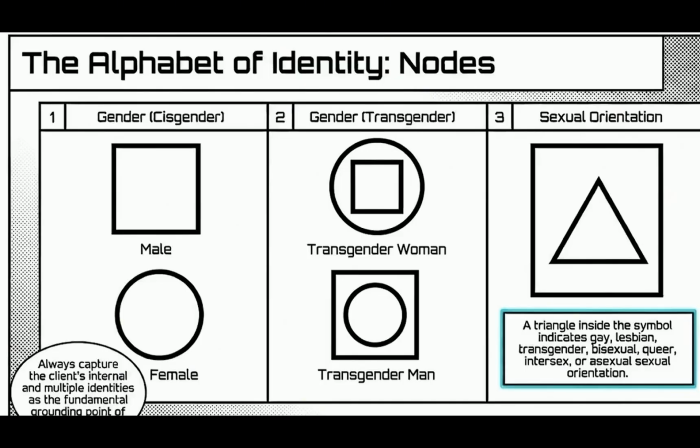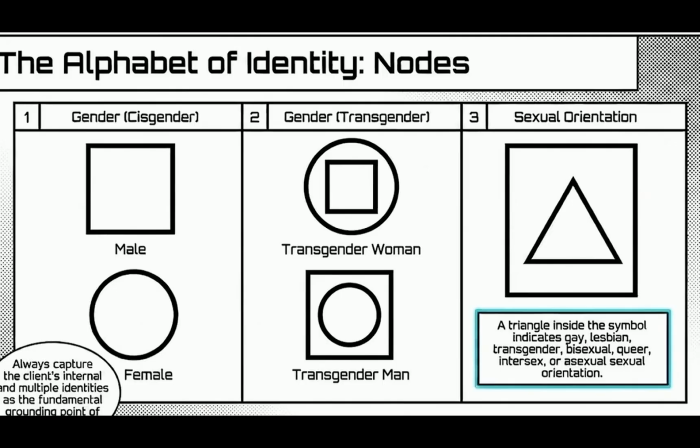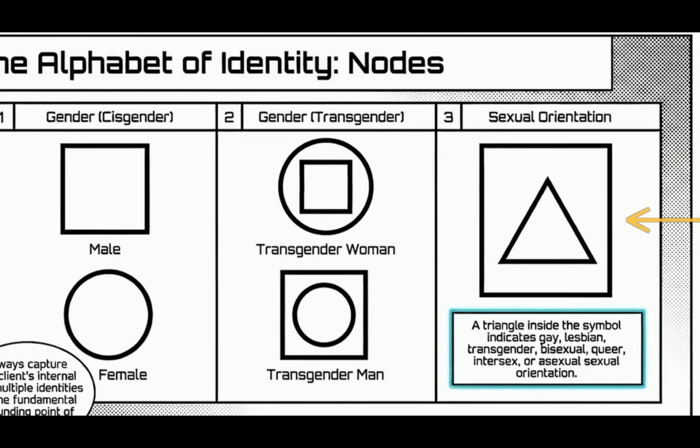The base nodes define cisgendered identities. Squares indicate males, and circles indicate females. To map transgender identities, the syntax nests these shapes. A circle on the inside with a square on the outside represents a transgender man, representing the transitioned persona over the assigned sex. Finally, a triangle drawn inside the primary node denotes a gay, lesbian, queer, or asexual orientation.